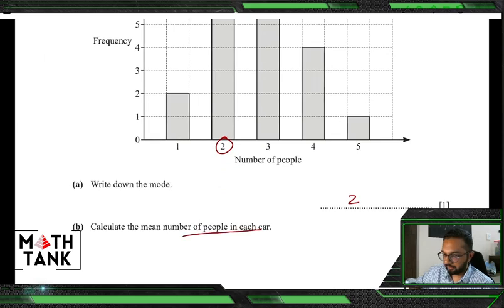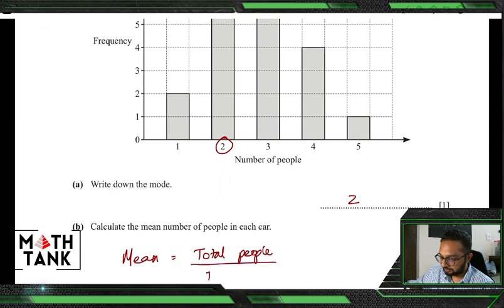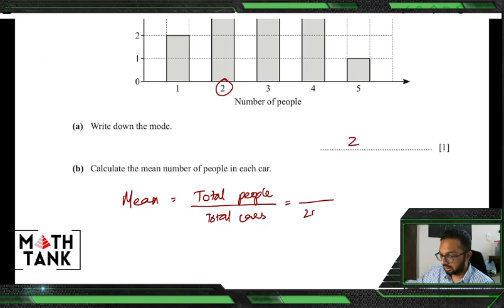Calculate the mean number of people in each car. So for the mean, I need total people divided by total cars, or sum divided by n. So I know that there are 20 cars. So my denominator is clear to me. Let's find out how many people there are.